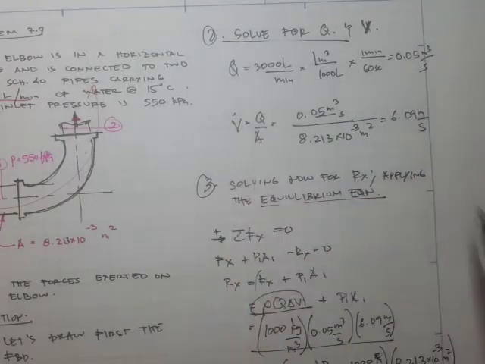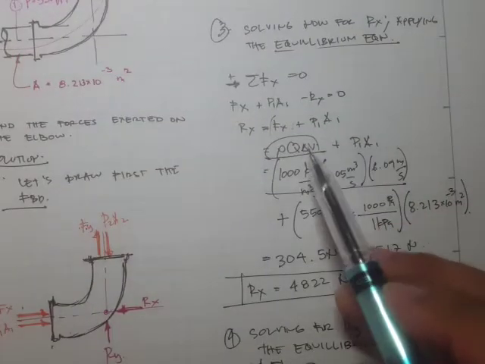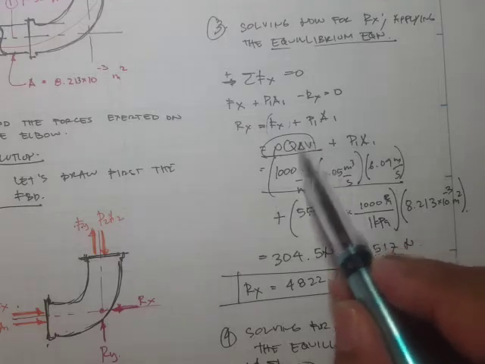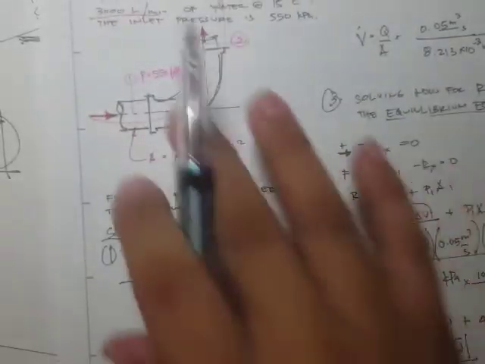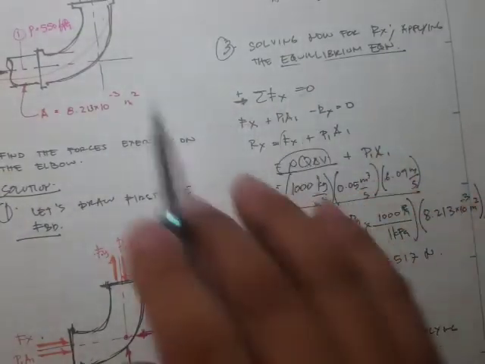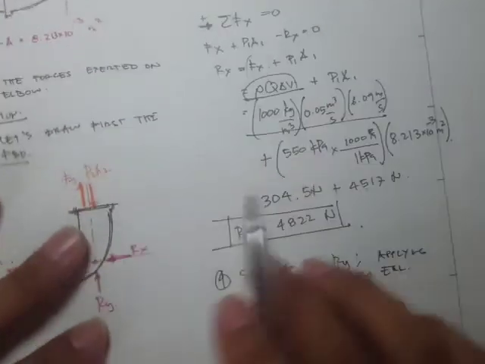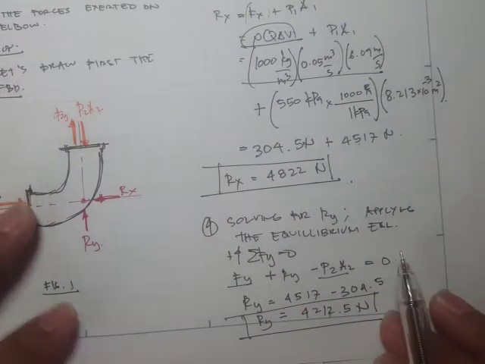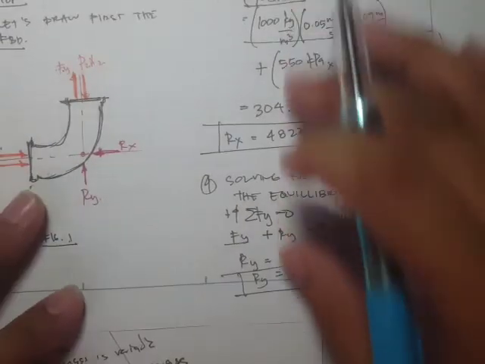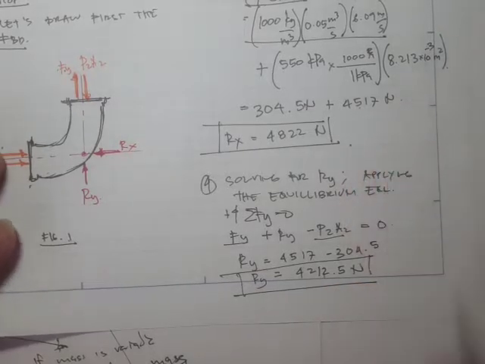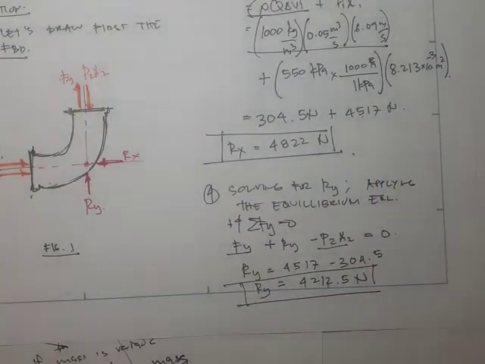We need the flow rate in solving our velocity. Once we have the velocity, then we can substitute the value in this force equation. Since this is stationary, the summation of forces in X is equal to 0, and we sum them up algebraically, and we found that Rx is 4,822 newtons. That's along the x-axis, and we also did the same procedure for the y-axis.